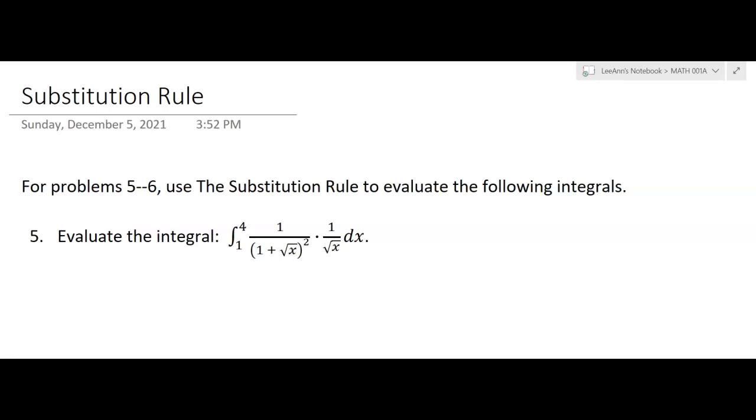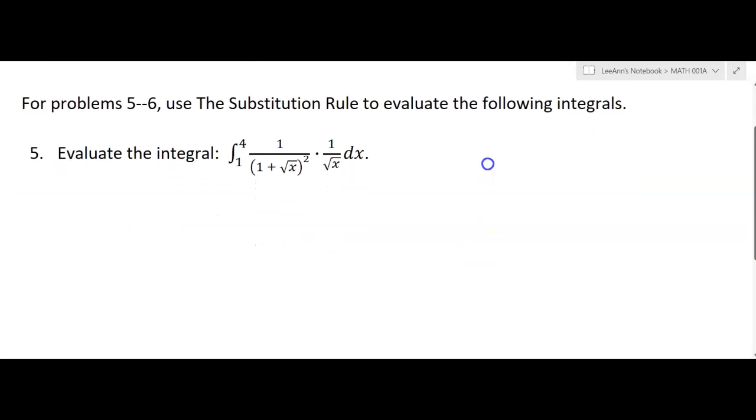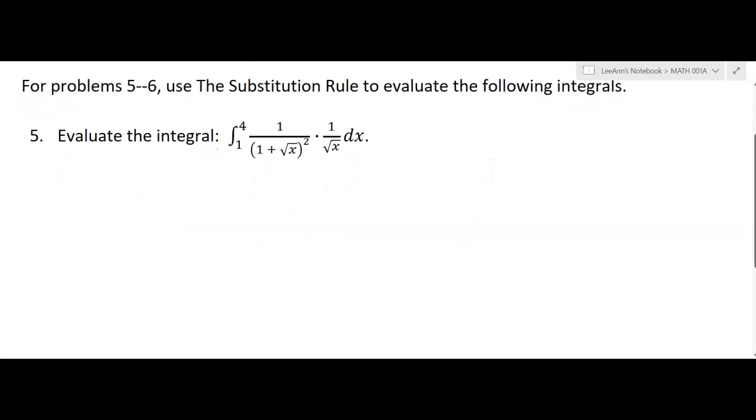So here we're going to use the substitution rule. Now these questions came from 5.5, so if you need to look up more examples. Okay, and we're going to do two problems, but this video is only going to do problem number 5. But it tells us to use the substitution rule, and that's really helpful to us.